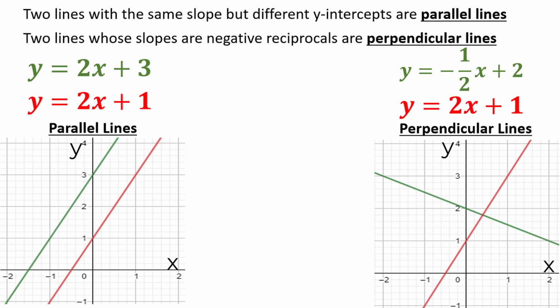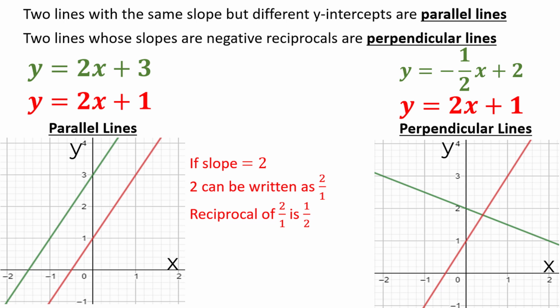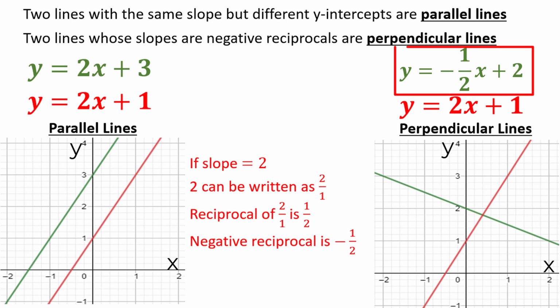For example, the slope of 2 from y equals 2x plus 1 could be written as the fraction 2 over 1. The reciprocal of 2 over 1 is 1 over 2, or 1/2. The negative reciprocal of 2, or 2 over 1, is negative 1 over 2. Therefore, the slope of a line perpendicular to the line with a slope of 2 will have a slope of negative 1/2, as we saw with the equation y equals negative 1/2 x plus 2.